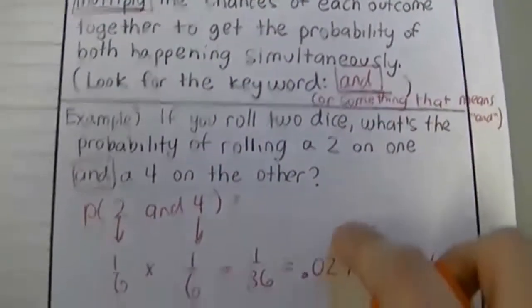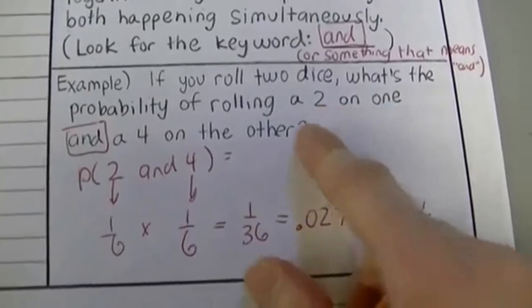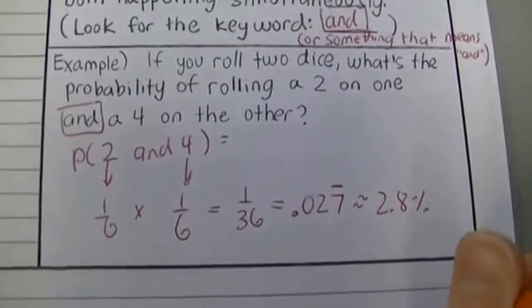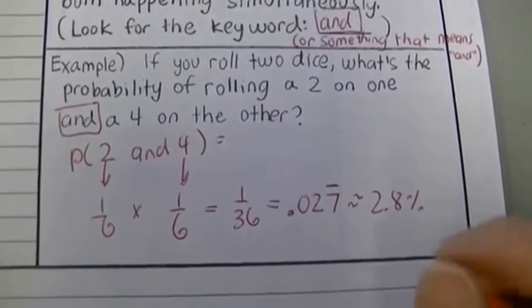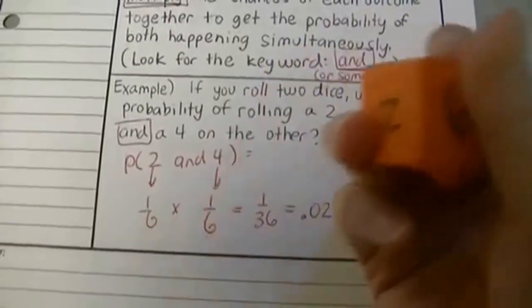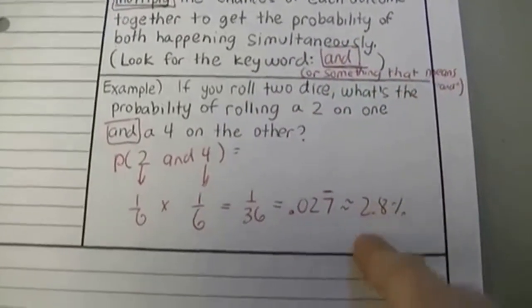Now, let me show you a different kind of problem. If I wanted a 2 or a 4, do you think that would be more likely or less likely to happen? Let me show you. Look, I already did it. There's a 4. So the chances of that happening the first time are more likely than this happening.